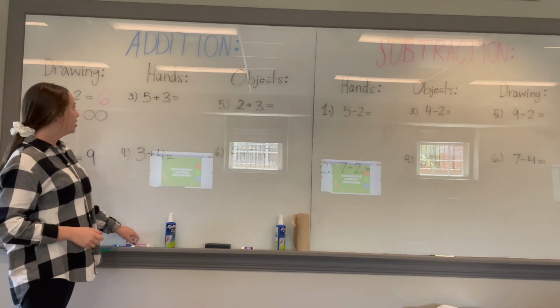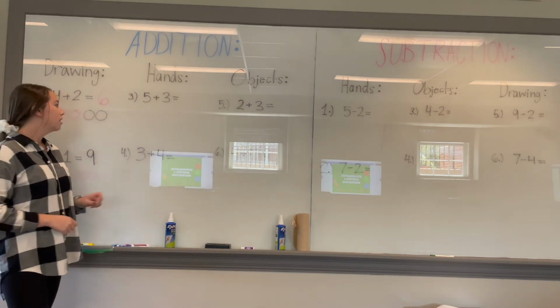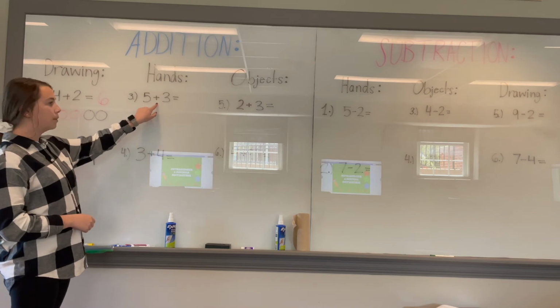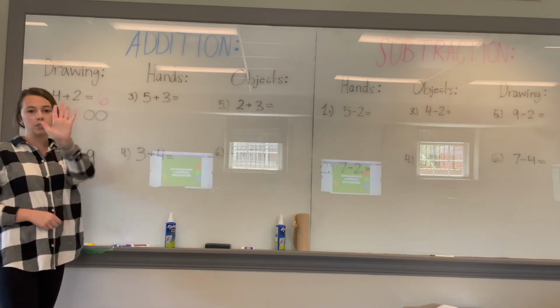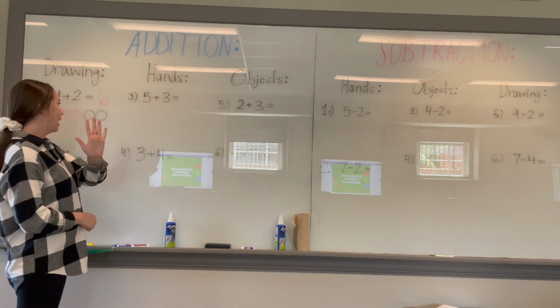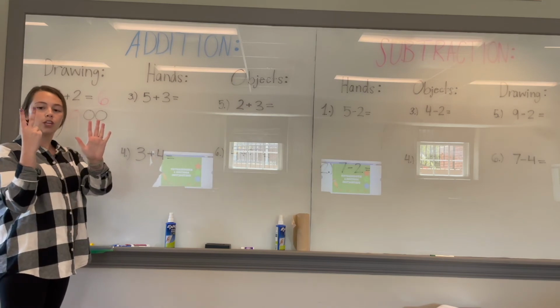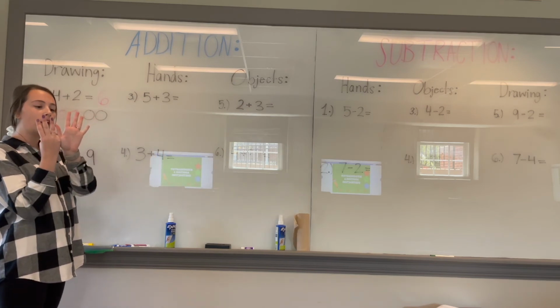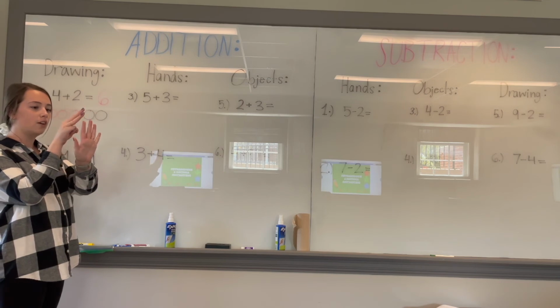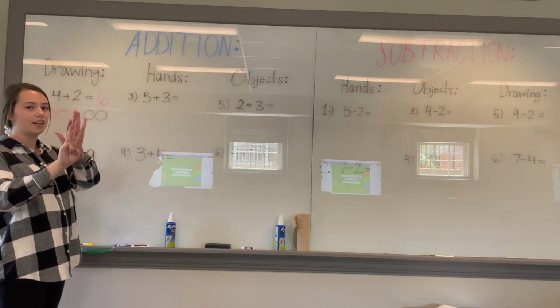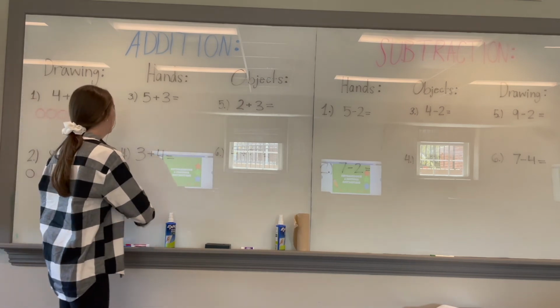So now we're going to do addition with our hands. So our first problem is 5 plus 3. So we know this means we start out with 5 on one hand and we're going to add 3. 1, 2, 3. So then we would count them all together. 1, 2, 3, 4, 5, 6, 7, 8. We would have 8 all together.